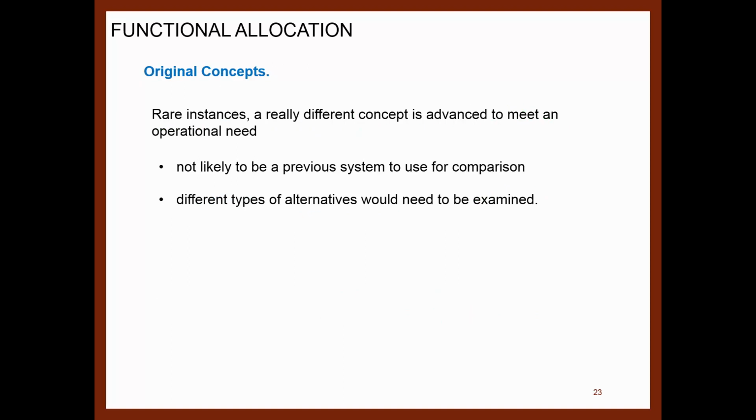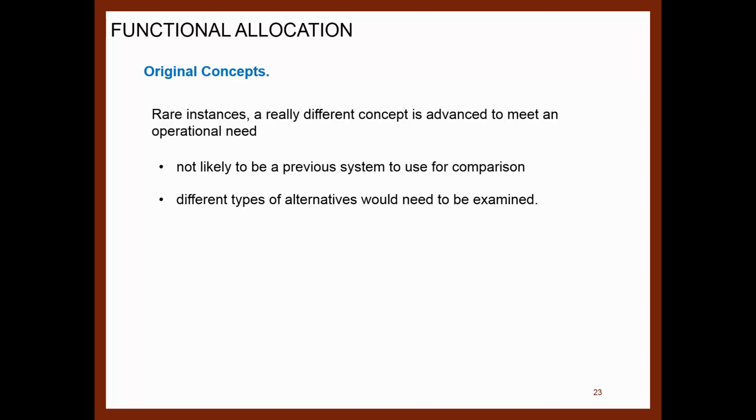Original concepts. In rare instances, a really different concept is advanced to meet an operational need. There is not likely to be a previous system to use for comparison, and different types of alternatives will need to be examined. So in case you don't have a predecessor system, then you're basically developing something from scratch, which is what we call an original concept. So in this type of project, you're going to have to come up with multiple alternatives in order to examine the best strategy to follow.